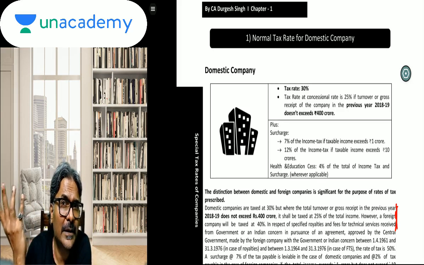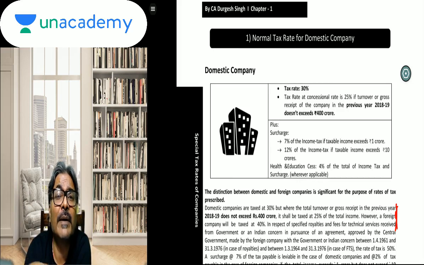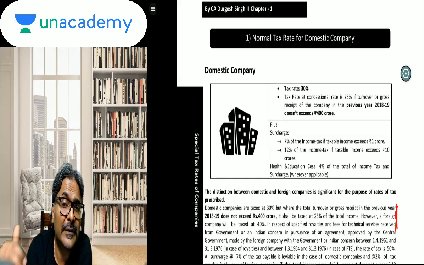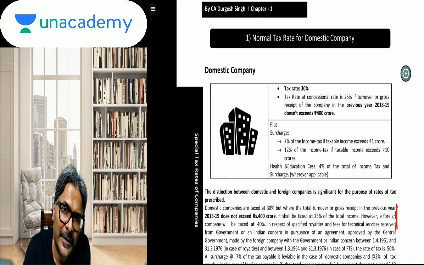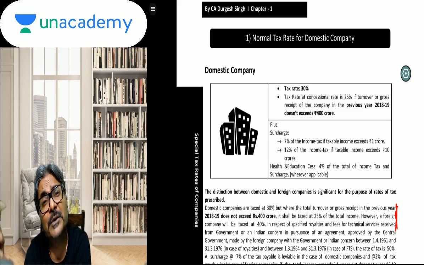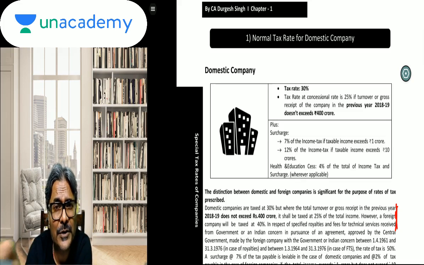Somebody will wonder, sir, why is there a gap of 1 year in between? Ideally, for previous year 2021, it should fall to the last previous year, which is 1920. So why is it that we are considering the previous year 18-19 turnover to decide whether we will be considered as an SME for the previous year 2021? What is the correlation between the two?